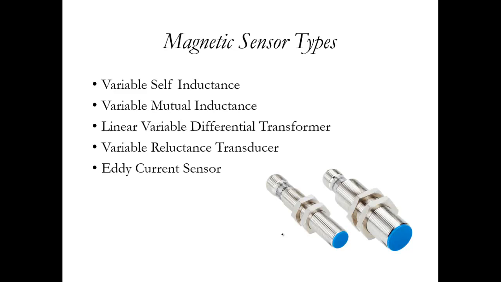So all five of them actually, three of them belong to variable inductance, and then two of them are variable reluctance and eddy current, but all of them have the magnetic properties, or the magnetic field is created in all these five. So we classify them into magnetic sensors. So these are the physical principles that are associated with all the five sensors here.